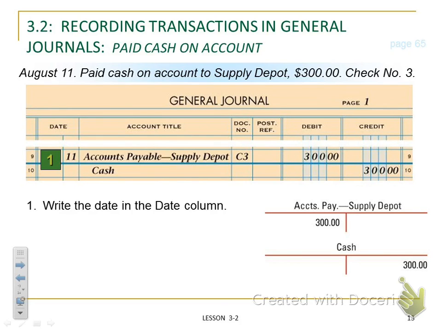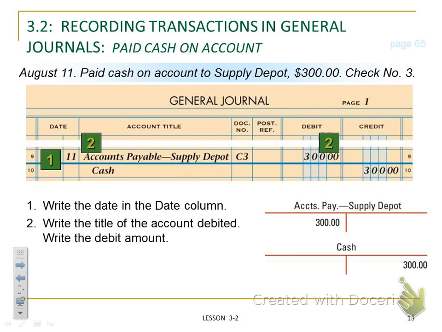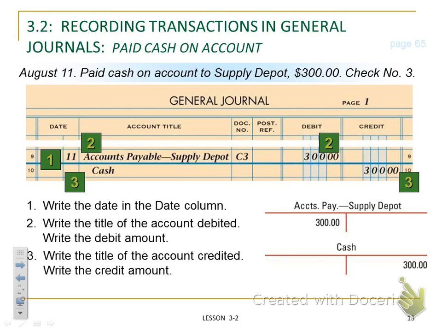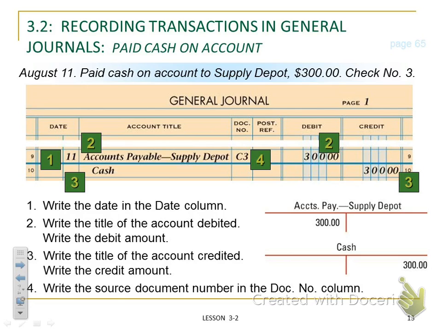This will look like this in your journal. On August 11th, I record my date. Then I record my debit to my accounts payable in the accounts payable account title column, and then I record the debit of $300 in the debit column. I then record the cash credit by slightly indenting the cash and recording the credit of $300 in the credit column. And then lastly, I put my document source number.